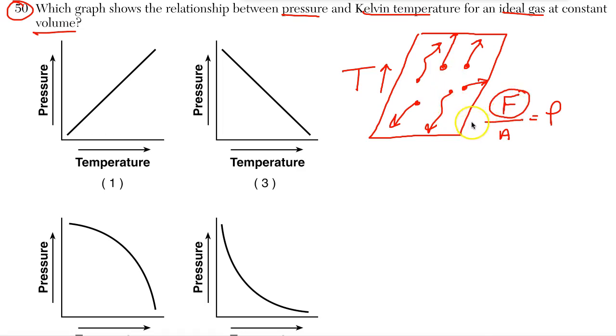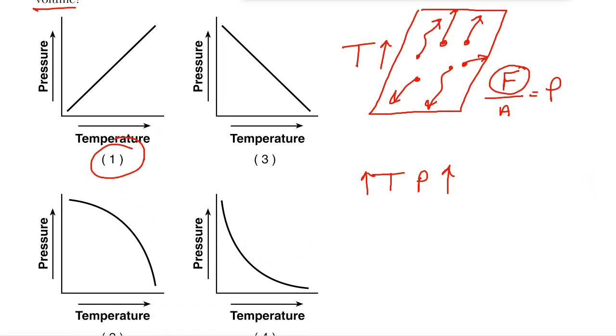Hopefully the container can take it and doesn't explode. If you throw an aerosol can into a fire, or you throw something under pressure and heat it too much, it can explode. So as temperature increases, so does pressure. And this is a direct proportion, and this is the best answer. Don't fall for choice 4, which would be pressure and volume. That'd be an inverse relationship. This is a direct proportion, especially with the Kelvin temperature, and that's all there is to it.